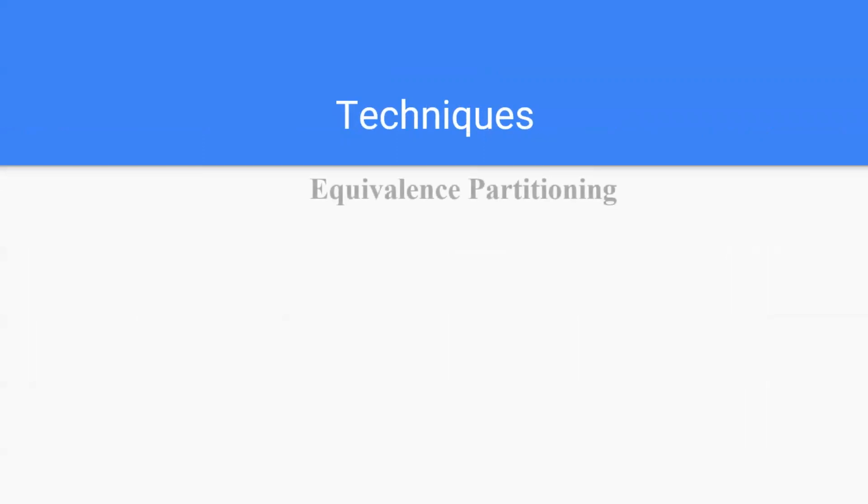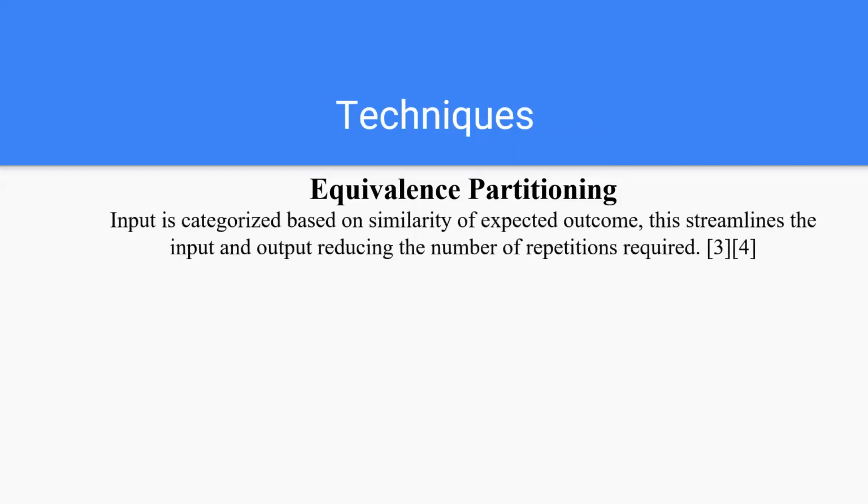Techniques. There are several techniques that are used when using black box testing. The first is equivalence partitioning. This is where input is categorized based on similarity of expected outcome. This streamlines the input and output, reducing the number of repetitions required.